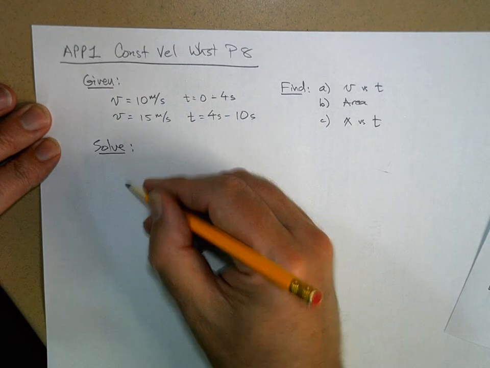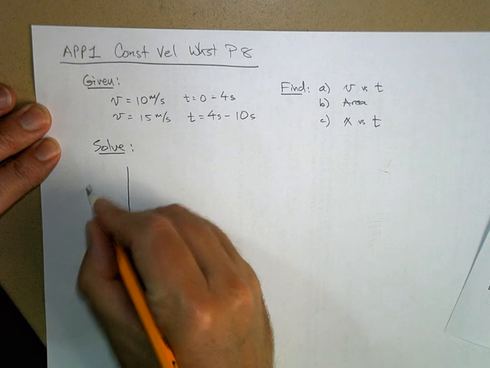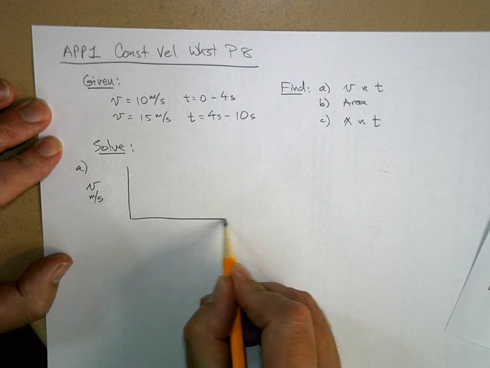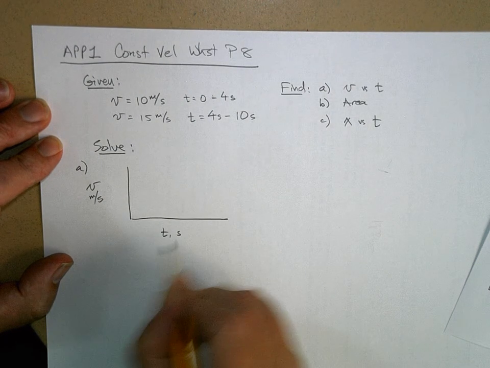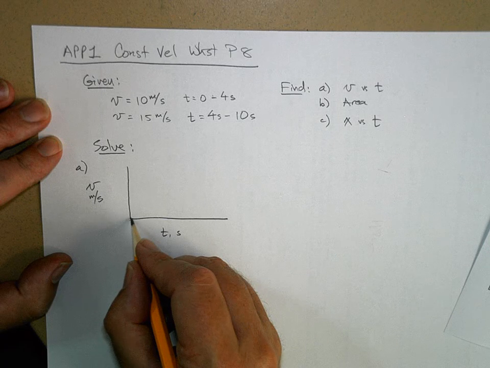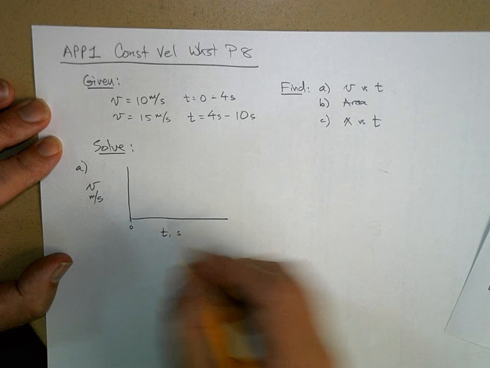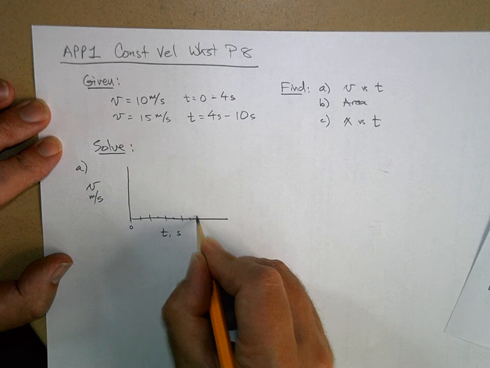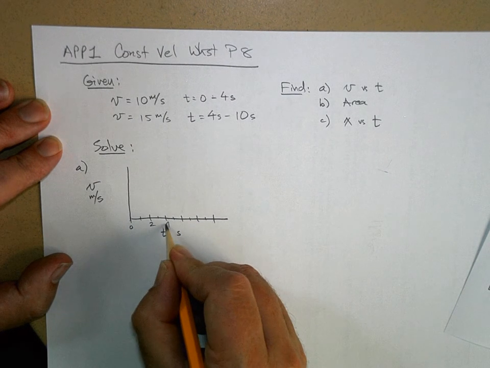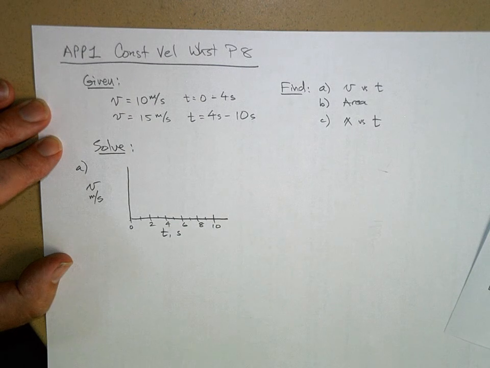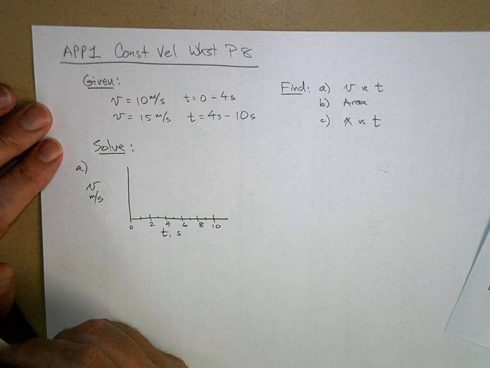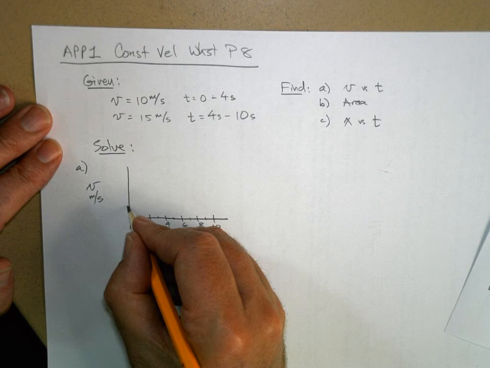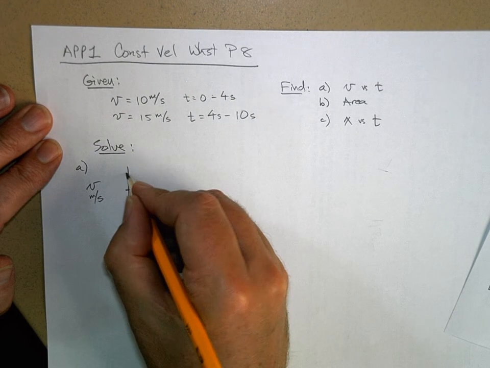Now for A, we want velocity in meters per second versus time in seconds. We want to go 0 through 10 seconds. So 1, 2, 3, 4, 5, 6, 7, 8, 9, 10. 2, 4, 6, 8, 10. And then the velocity, well, we have 10 and 15, so I'm just going to go 5, 10, 15.